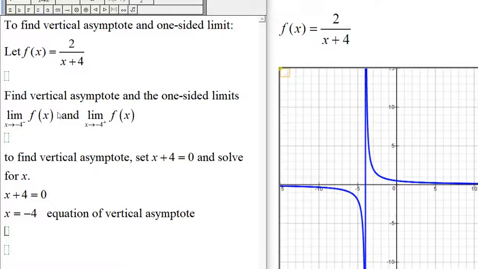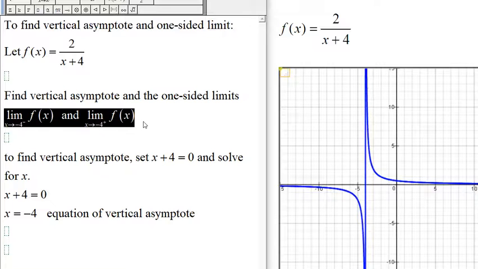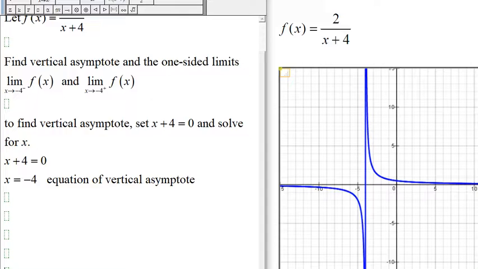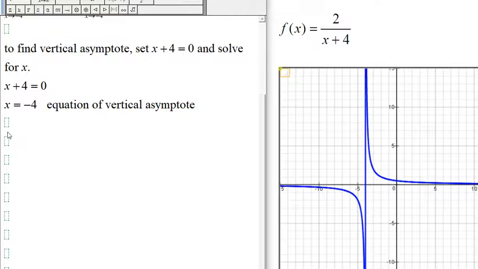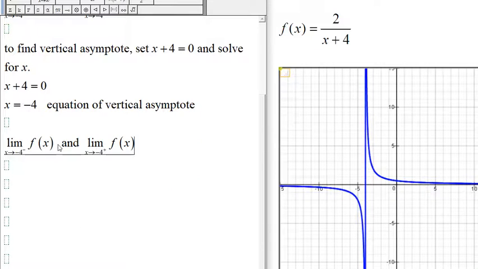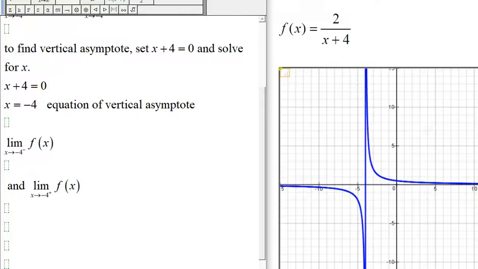And now we want to find the limit of f of x as x approaches negative 4 from the left. So we want to move closer and closer to negative 4 from the left side. Negative 4 is right here, so we start from the left side and get closer and closer to negative 4. And as we get closer, we want to know what happens to the y.